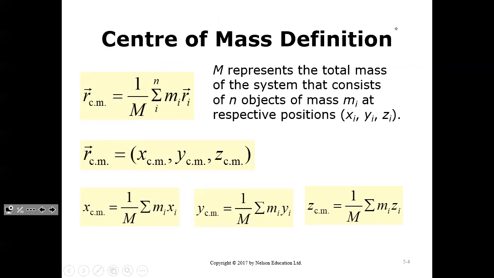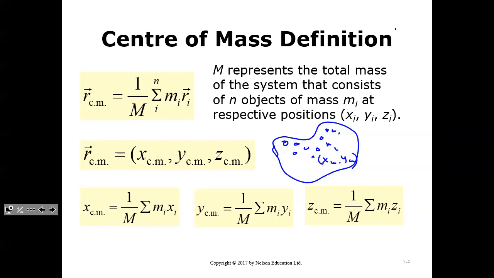So it is simply, if we have an extended object, we break that object into small masses, say M1, M2, and so on. And the center of mass of this object will be located, it doesn't have to be necessarily inside, let's say at this point, X center of mass and Y center of mass, where we can think of the whole weight of the object as concentrated at that point, which is called the center of mass.